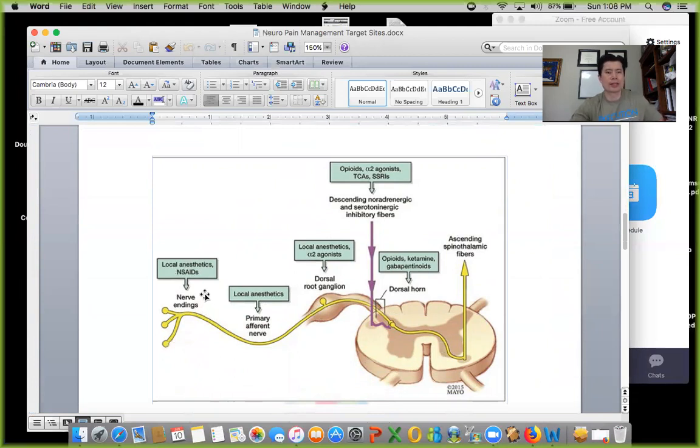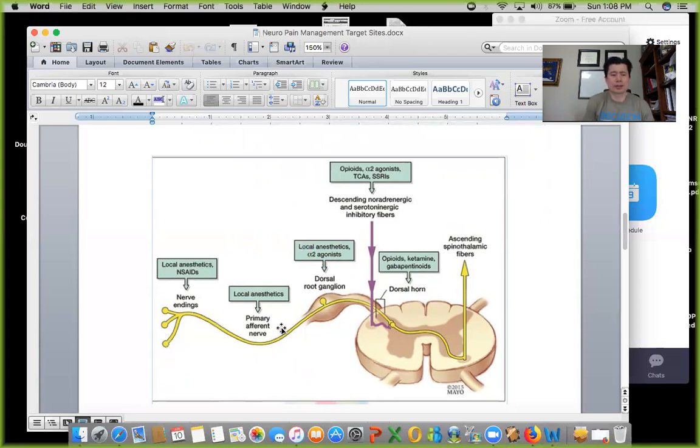This is where your local anesthetics work, and also where your NSAIDs work. And this is when we block patients. We're talking about the local anesthetic being deposited around your primary afferent neurons. This is when you're actually doing those peripheral nerve blocks, where you're hitting all those nerves. And in neurosurgery and sometimes orthopedic surgery, they do put some local anesthetics in the dorsal root ganglion.